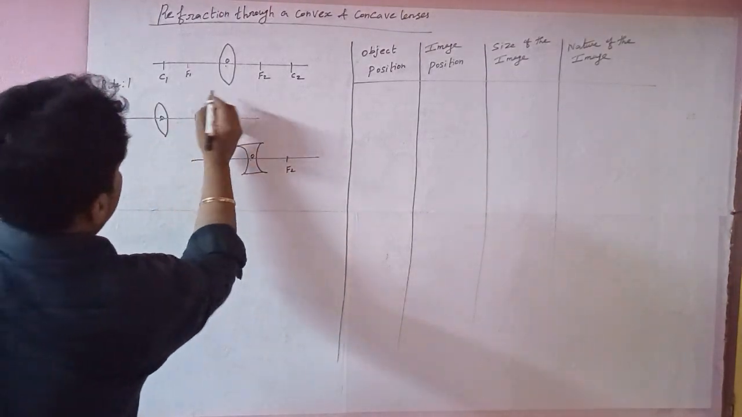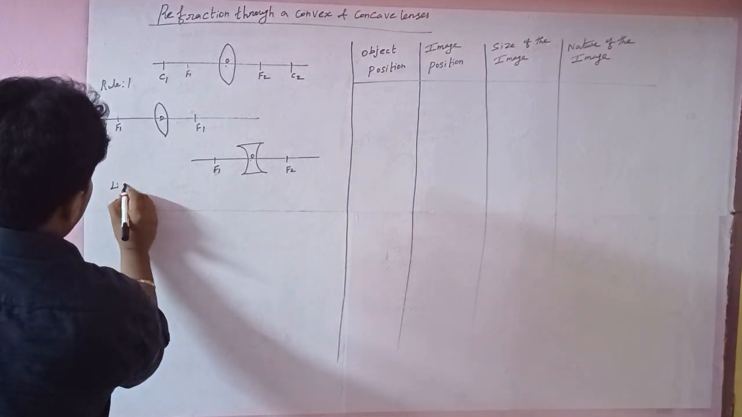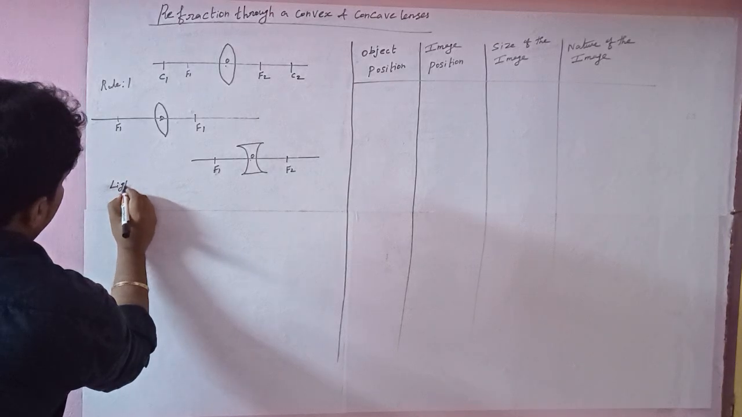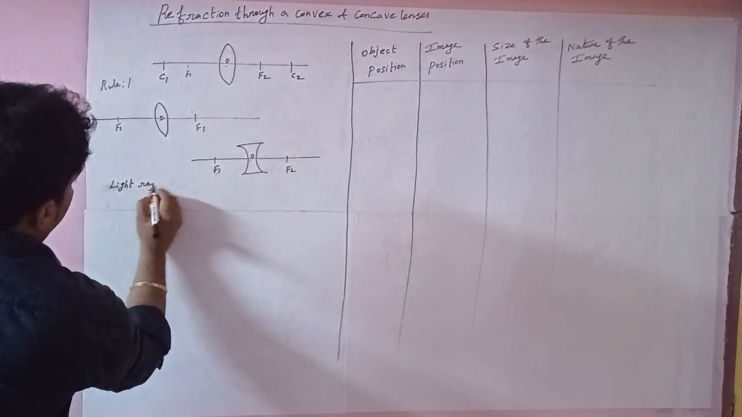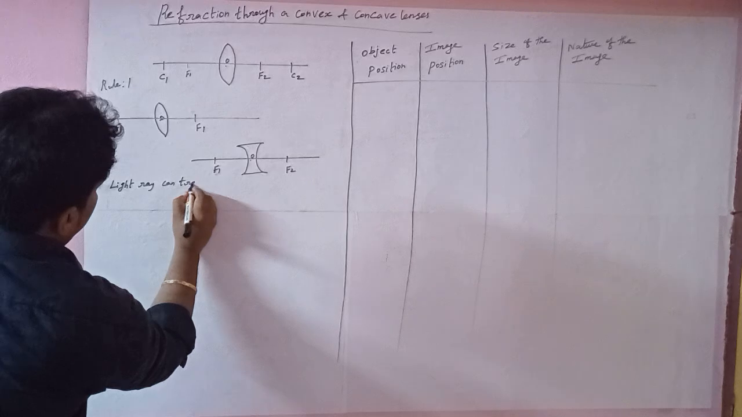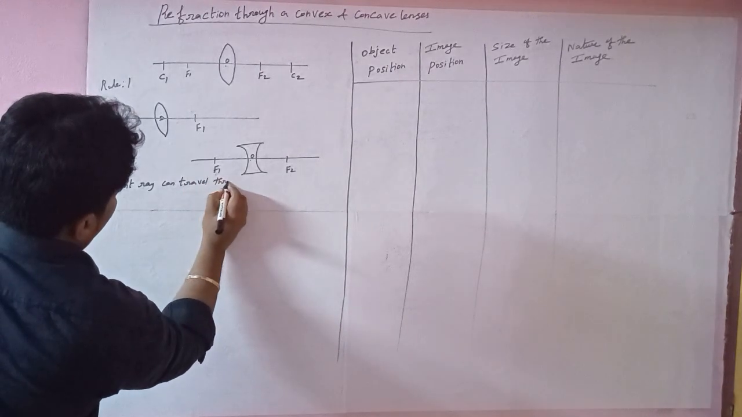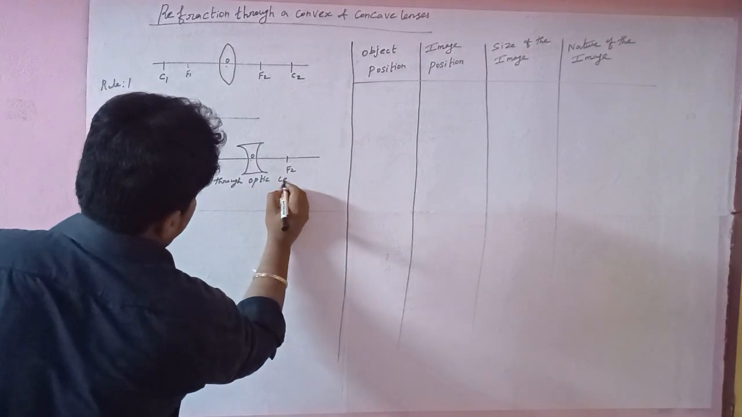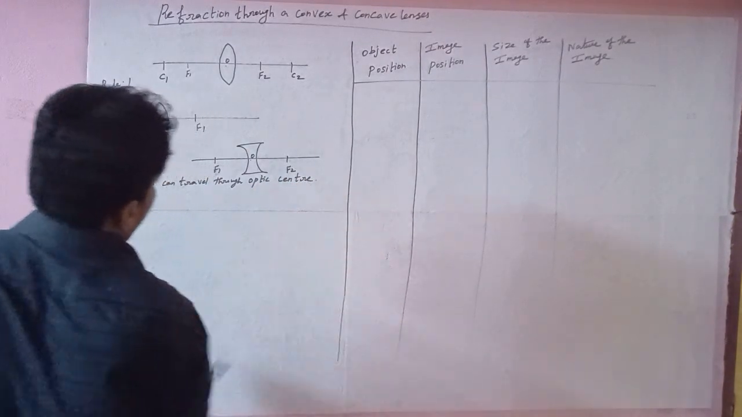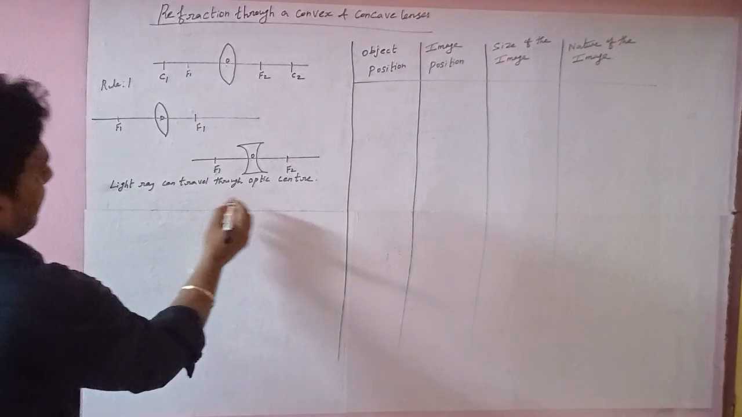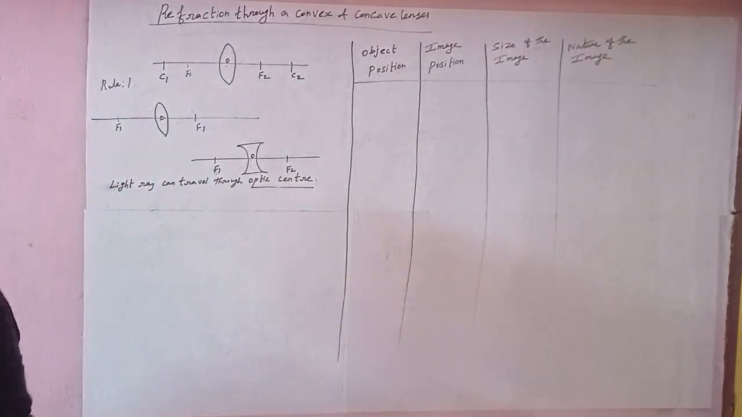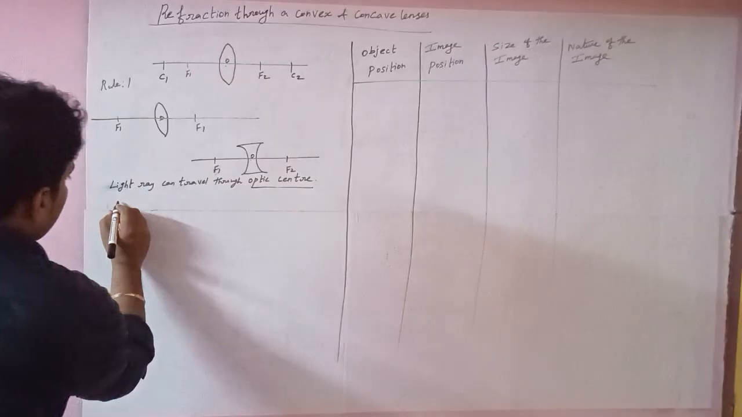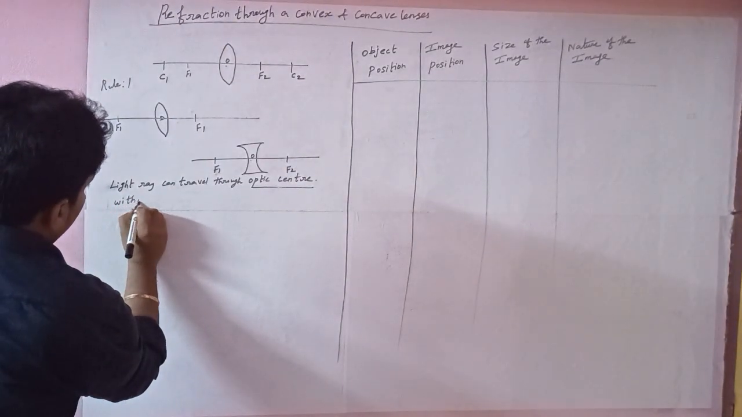The light ray can travel through the optic center. Okay, what is the meaning? The light ray can travel through the optic center without deviation.